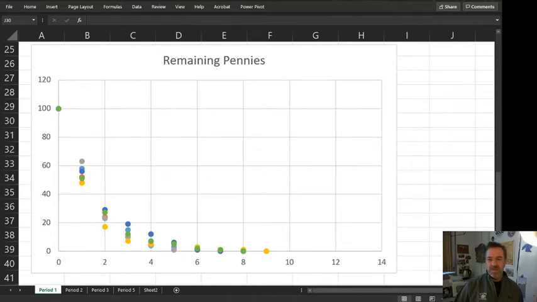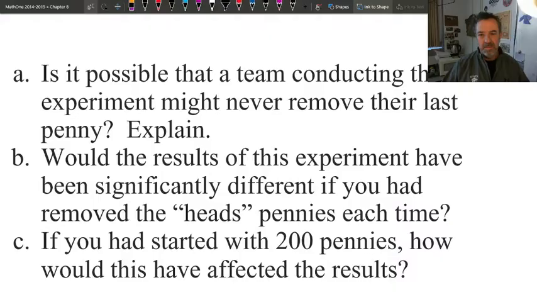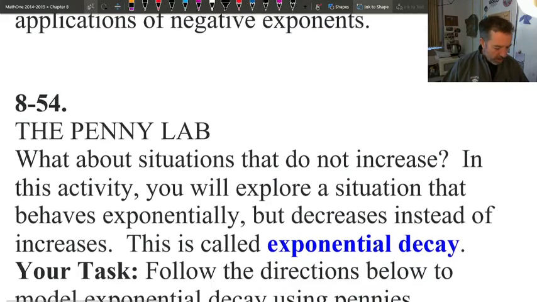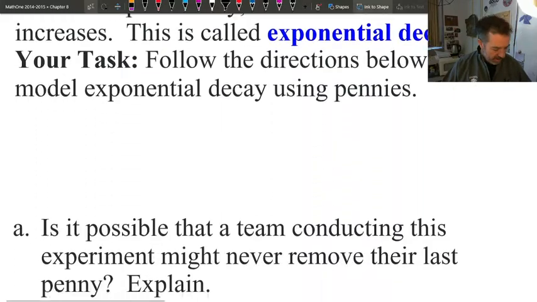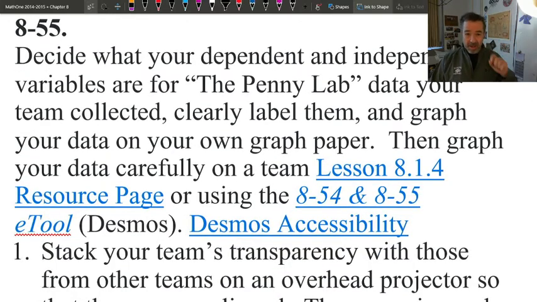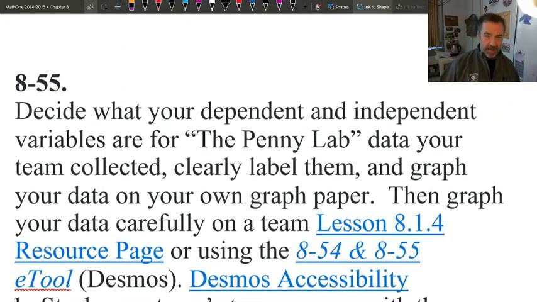Okay, let's continue reading from our textbook. So in question 54, you would have gone through and collected that data. And then for question 55, we decided that the trial was our independent variable, right? So trial 1, trial 2, and we ended up creating a graph that looks like the graph you saw here.